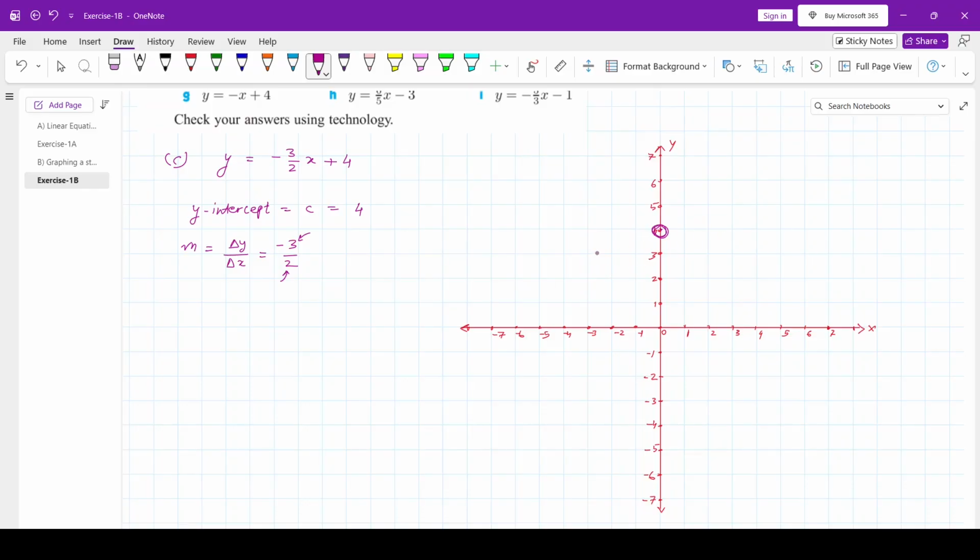So when we move 2 units in the x direction, that is 1, 2, we move 3 units in the negative y direction. That will be 1, 2 and 3. So our line will pass through this point, and if we plot a line passing through these 2 points, we get a straight line, and this is the line of the equation.